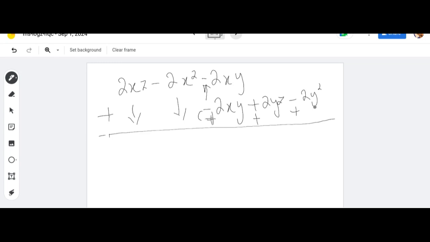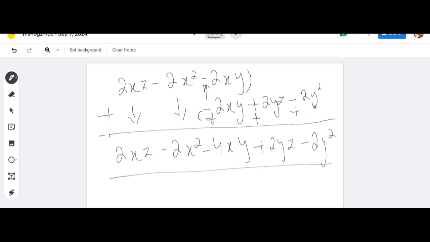Okay. Plus minus minus. Now I have the minus. I have to solve minus minus plus. I have to add these two terms. It will give me 4xy and minus 4xy, na? Yes. 2xz is the same. We don't have compatible values. So now same thing, plus 2yz plus minus minus 2y square. I got the answer. Any question?